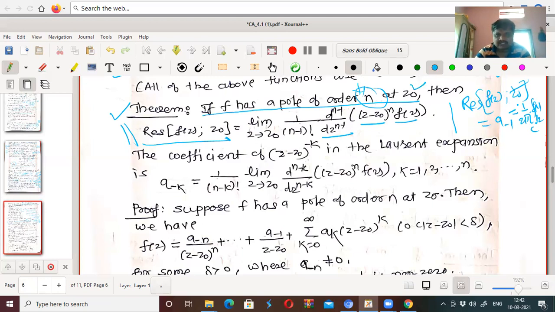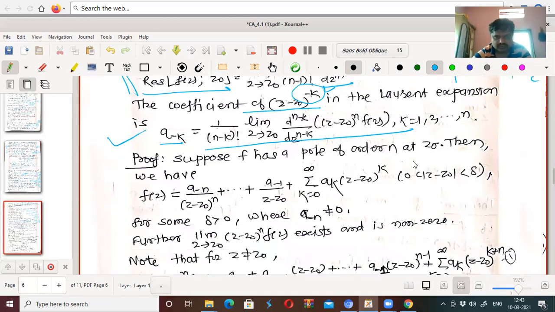The coefficient of z minus z0 to the power minus k in the Laurent series expansion is a minus k, and that a minus k is found by using this formula: 1 upon n minus k factorial, limit as z tends to z0, the n minus kth derivative of z minus z0 to the power n f of z. If I put k equal to 1, you will get this formula, which is a minus 1, that is, the residue of f of z at z0. So the coefficient of z minus z0 to the power minus k in the Laurent series expansion can be obtained by using this formula. Okay, we will prove it one by one.